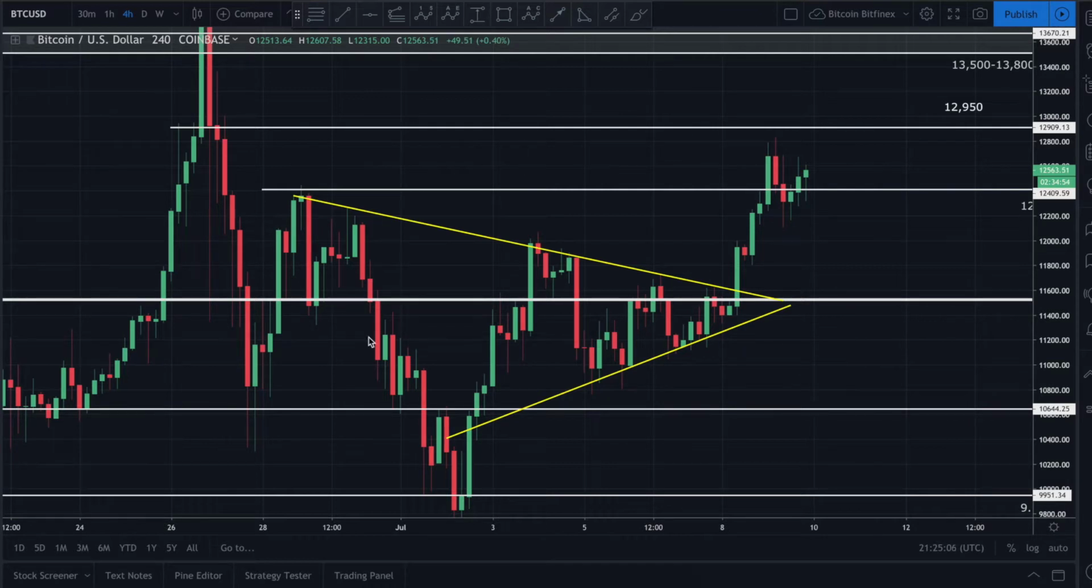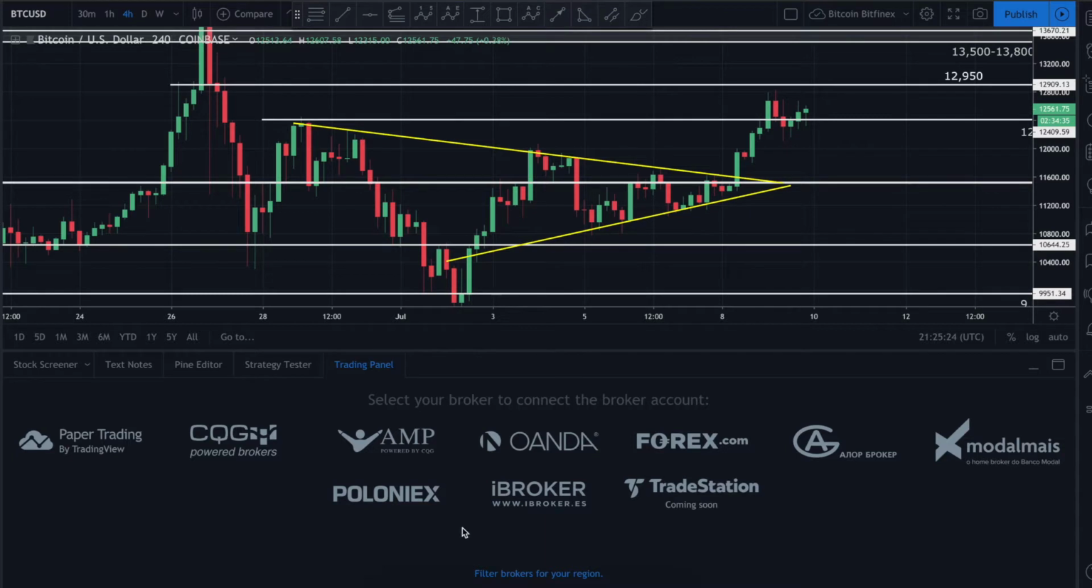So now we're looking at Bitcoin to the US dollar, and this is typically what a Tradingview screen is going to look like. And if you look at the bottom left-hand corner, you're going to see five different boxes. The box on the far right-hand side says Trading Panel. You want to click on that Trading Panel box, and then you're going to see a bunch of different brokers pop up.